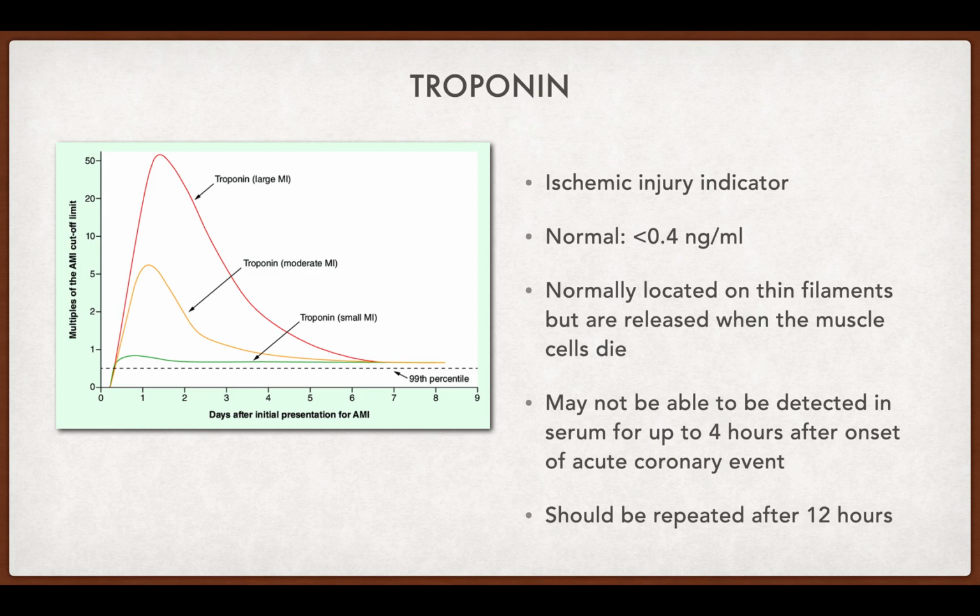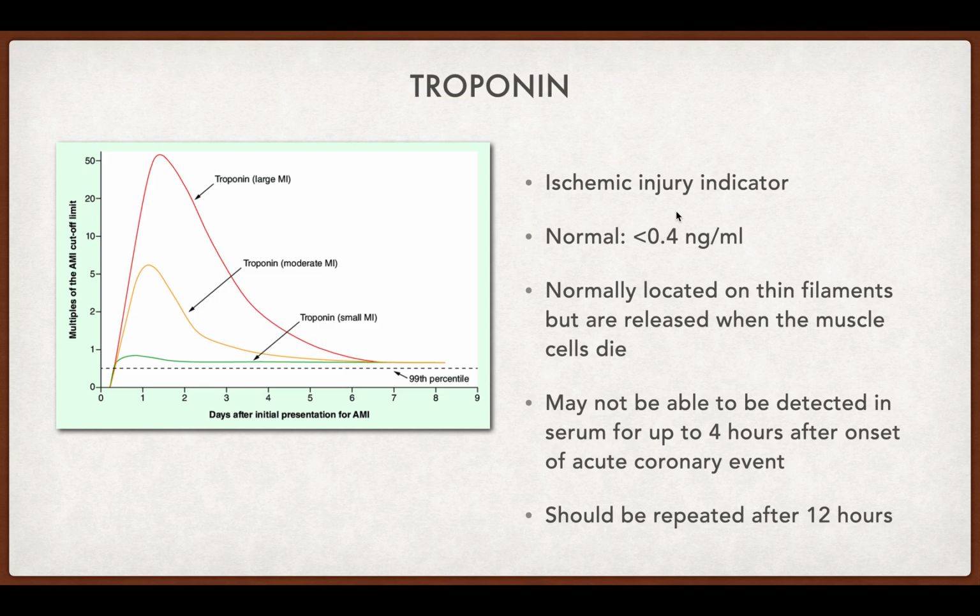So troponin is of course a protein. If you recall from all the anatomy lectures and histology lectures, troponin is the protein that is attached to the tropomyosin on the actin, and those block the sites where calcium attaches, and then the cross bridges can form. But more importantly, they are released when the muscle cells die. So it is a really important indicator for ischemic injury.